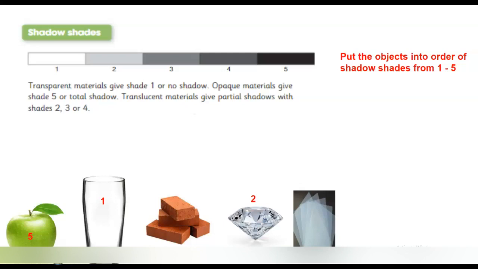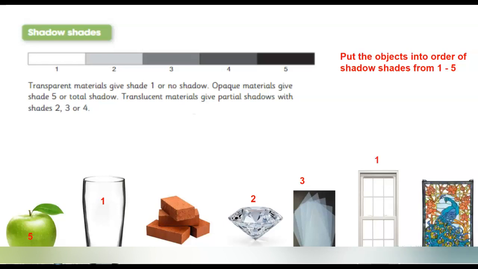Cellophane paper. I'm saying a 3. You can see through it. It is translucent, but it's getting a bit more difficult to see. A window. Well, of course you can see through the window panes. Number 1, it's transparent. And the last one is a stained glass window. You can see through it, the light will come through, but not very much light, so I've said number 4.